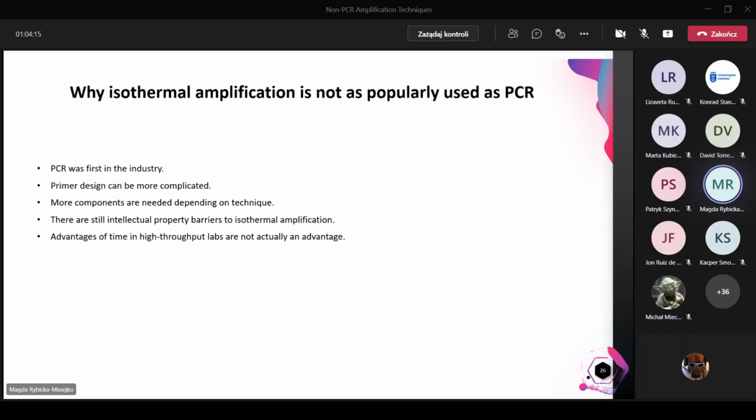Another important difference between PCR and isothermal amplification is that DNA polymerase will extend primers on a single strand of DNA during PCR, while certain isothermal amplification techniques have special strand displacing DNA polymerases that extend primers on double-stranded DNA.